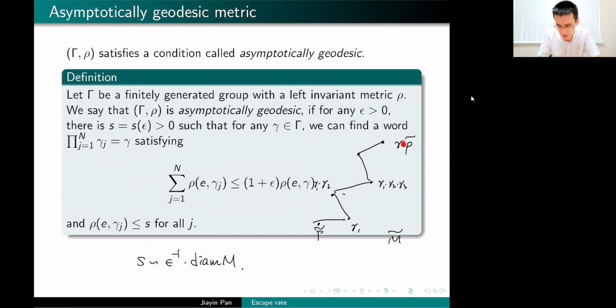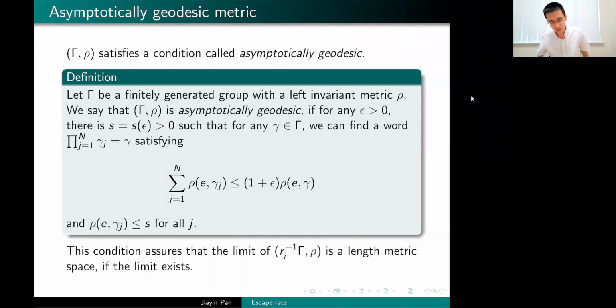So you should think of this gamma p tilde as an orbit point that is very, very far away from p tilde. Then you can go back to p tilde in the zigzag way, so that when you're adding up these things, it's very close to rho of gamma. So this is called asymptotically geodesic.